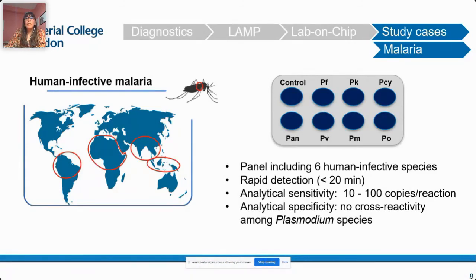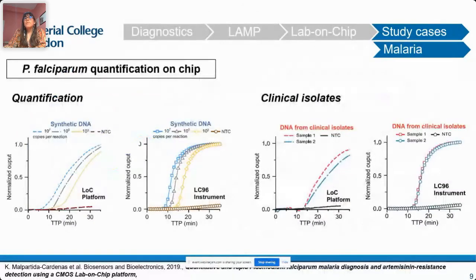So as an example, we firstly developed a Plasmodium falciparum assay and demonstrated its translation to the lab-on-chip device, showing the suitability of this platform compared to conventional fluorescent-based real-time instruments. And we demonstrated that quantification is possible, which is a huge milestone that was achieved, and the detection also of clinical isolates, which was extracted DNA from parasites.